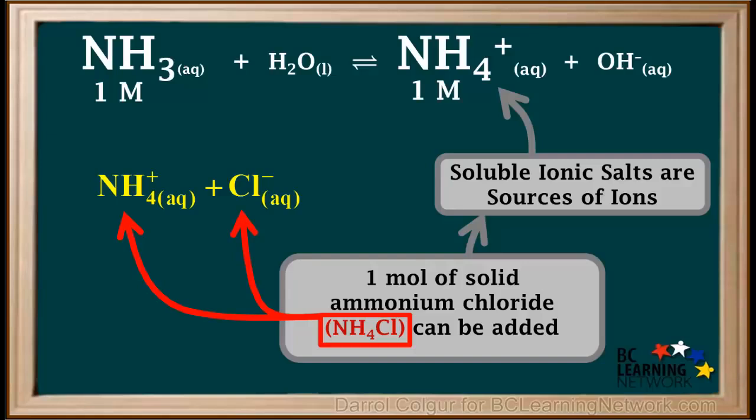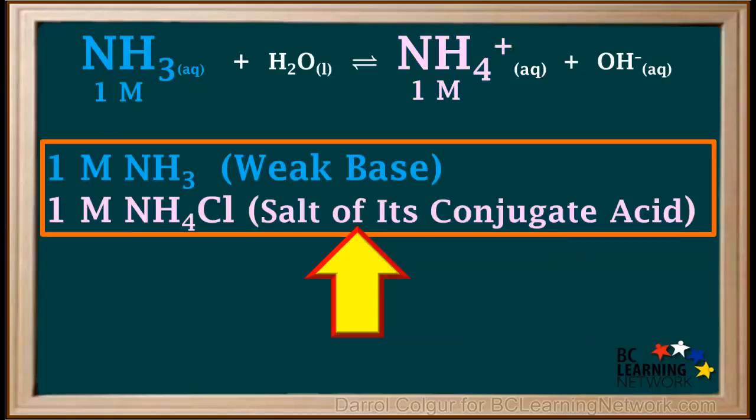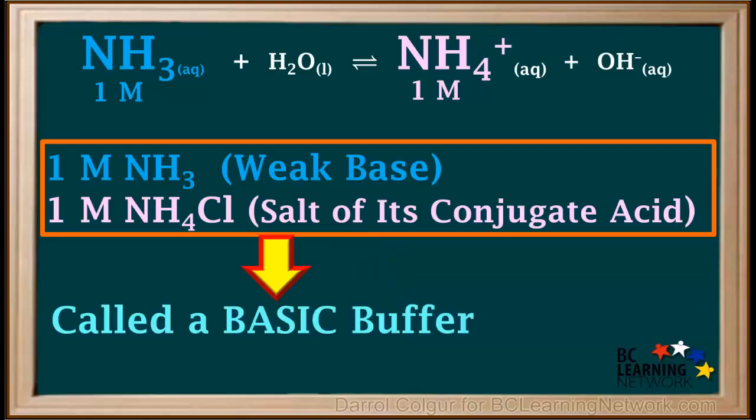NH4Cl will dissociate into NH4+ and Cl- ions. In this salt, the chloride ion is not part of this buffer, so it's acting as a spectator ion and can be discarded, leaving us with the ammonium ion, which is part of this buffer solution. So this buffer is prepared using the weak base NH3 and a salt of its conjugate acid, NH4Cl. Buffers prepared with a weak base and a salt of its conjugate acid are called basic buffers.